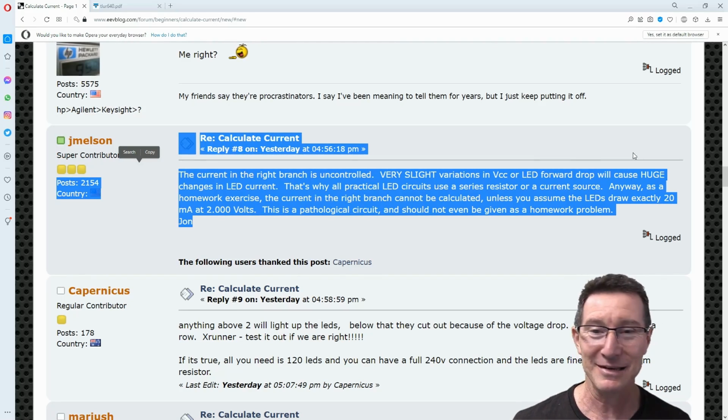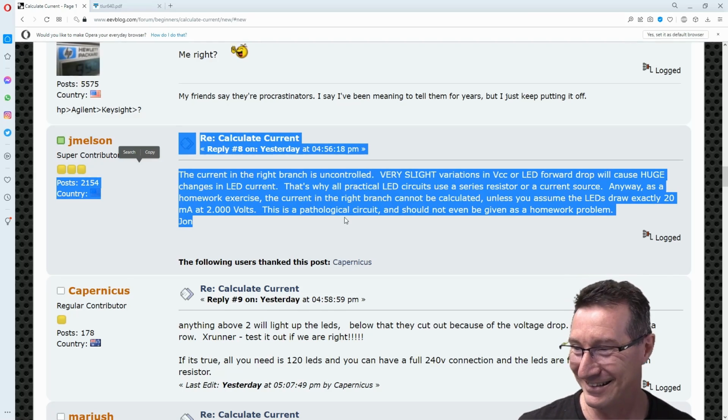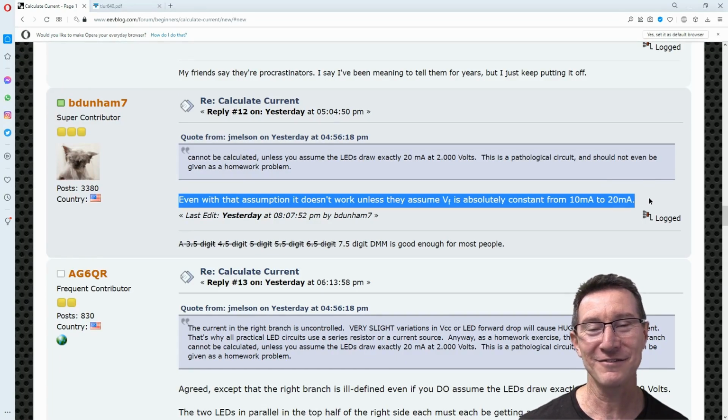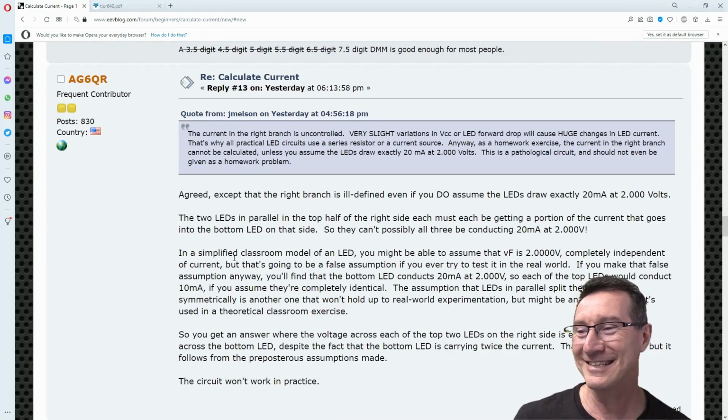Yes, but as a homework exercise, the current in the right branch cannot be calculated unless you assume the LEDs draw exactly 20 milliamps at 2 volts. It is a pathological circuit and should not even be given as a homework question. It's pathological. Love it. Even with that assumption, it doesn't work unless they assume VS is absolutely constant from 10 to 20 milliamps, which it's not.